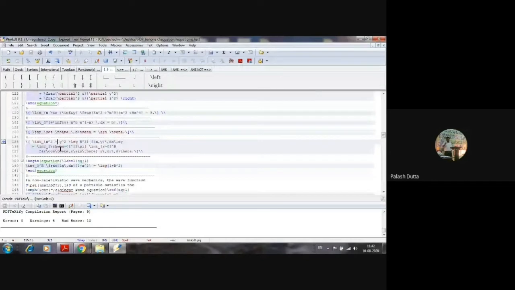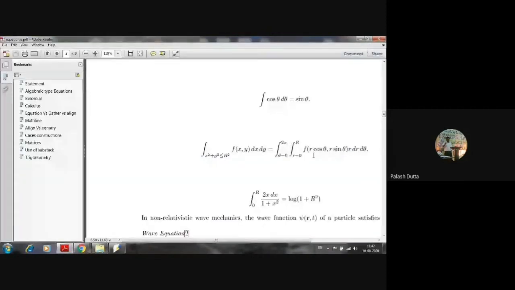the integration over theta from 0 to 2 pi, into the integration over r from 0 to r, where the function is f of r cos theta, r sin theta, into r dr d theta, right? In this way the other expression can also be written.